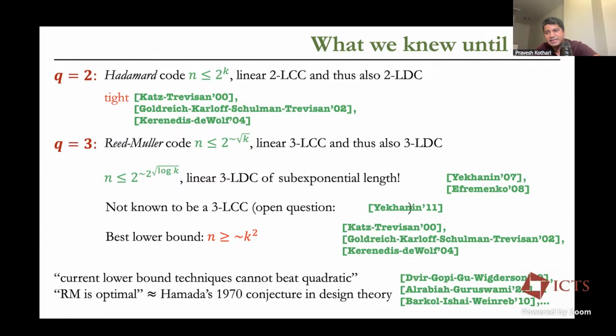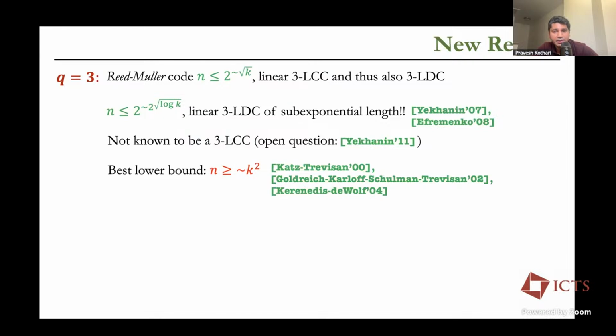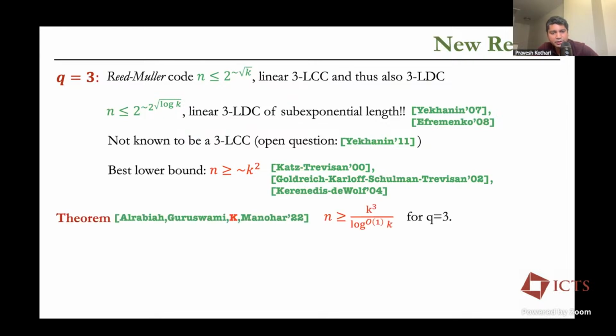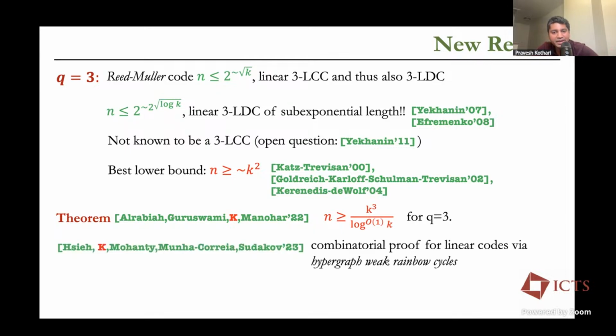And they showed that there's basically a deep connection between resolving Hamada's conjecture and proving that Reed-Muller is optimal. Good. So a few years ago, with Venkat, our student Peter Manohar, and Omar Al-Rabia, we actually managed to improve this quadratic lower bound a little bit. We proved that in fact there is a cubic lower bound for 3-query codes. It's still far from 2 to the root log k, but it is some improvement. And then we can give a simple combinatorial proof, at least for the linear case, and I'll try to tell you this idea today.